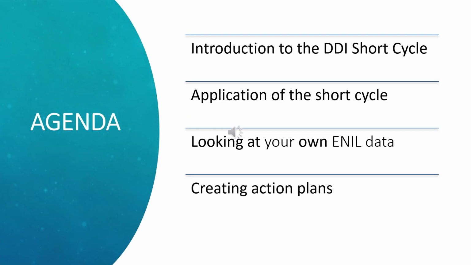Our agenda for this course includes, first, an introduction to the DDI short cycle, followed by the application of the short cycle with some examples. Then you will be looking at your own ANIL data to create a partial action plan based on your students' ANIL data. You will use the district's DDI form for this task. This form is located in the Courses Resource folder.